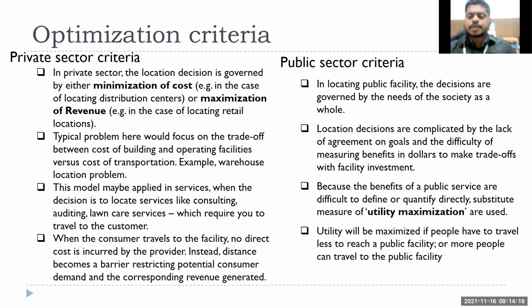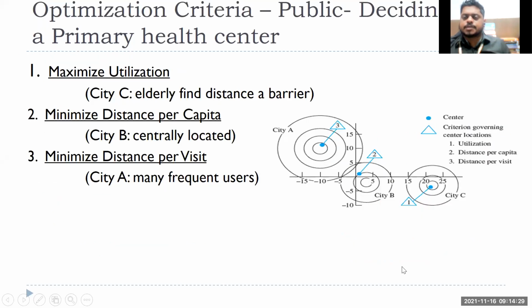So when I talk about utility maximization, utility will be maximized if people have to travel less to reach public facilities, or more people can travel to the public facilities. So here I'm taking those three factors: utilization, the number of people who are using my services; distance per capita, how much distance they are traveling; and the number of times they are traveling, because for each segment of people, the number of times they travel will be different. For elderly and for children, the number of times they utilize my primary healthcare center will be much more than the middle age or younger people, right?